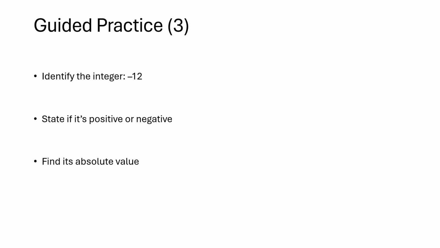For this guided practice, start by identifying the integers. We're working with negative 12. Next, decide whether it's positive or negative. Check the sign. Now find the absolute value, meaning the distance from 0. So the absolute value of negative 12 is 12.